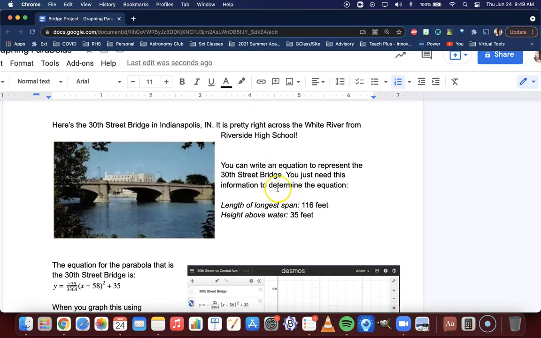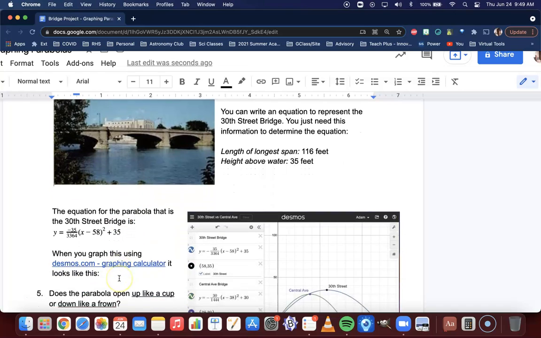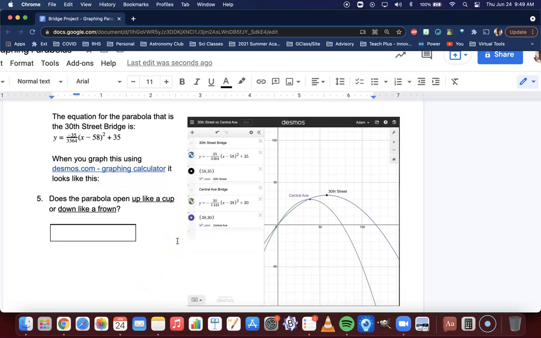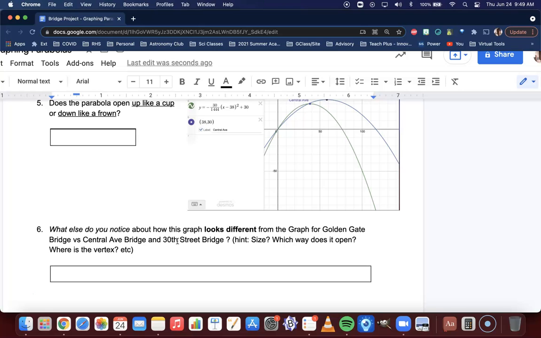Okay, on to the 30th Street Bridge here in Indianapolis. Some similar information. You can represent the 30th Street Bridge with this equation that I'm highlighting down here by just knowing the length of its longest span, which is here in the middle, 116 feet, and the height above the water, about 35 feet. So when you graph that, again, you can use Desmos to do so. You end up with the Central Ave Bridge and the 30th Street Bridge plotted next to each other. And again, answer the question for the 30th Street Bridge. Does it open up like a cup or down like a frown?